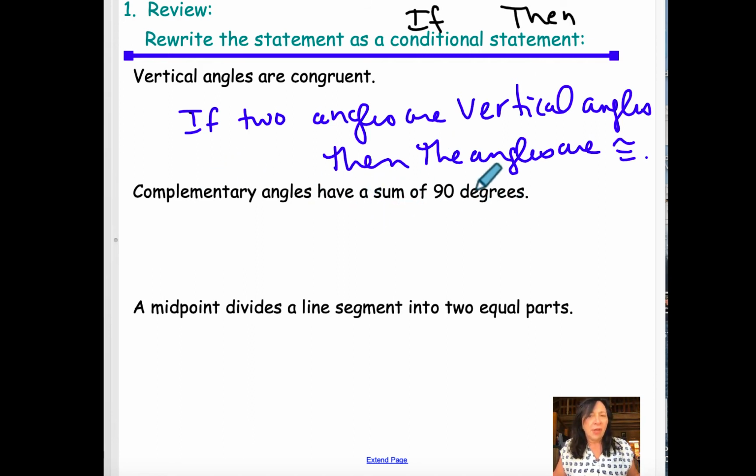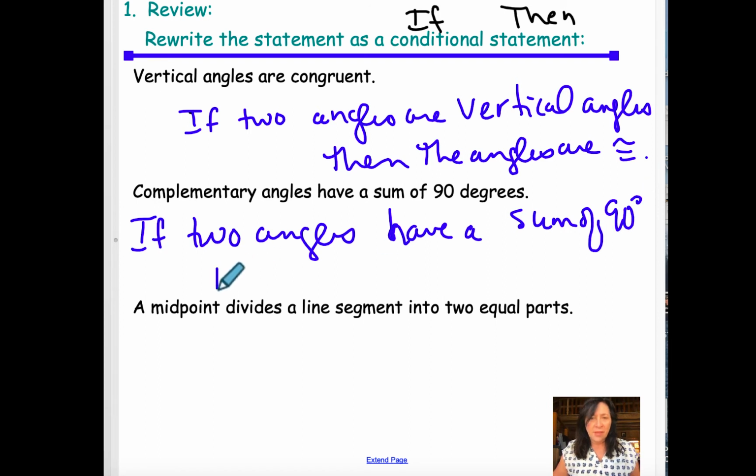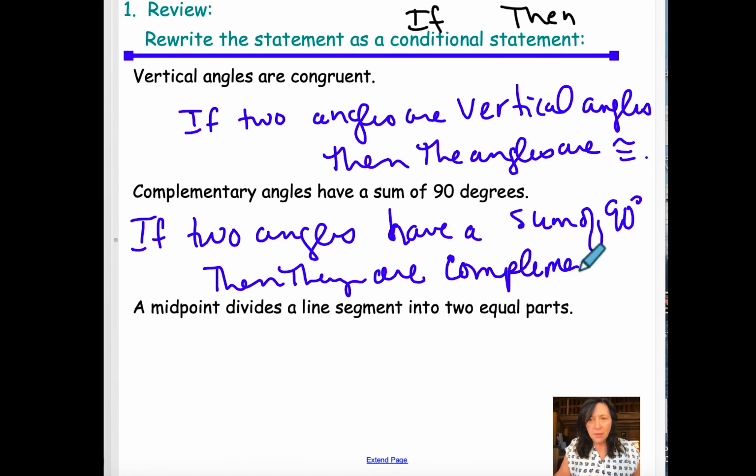Complementary angles have a sum of 90 degrees. So you would say if two angles have a sum, and you could flip that, right, of 90 degrees, then they are complementary angles. And you also, for this statement, can do the converse of that, right? You could say if two angles are complementary angles, then they have a sum of 90 degrees.